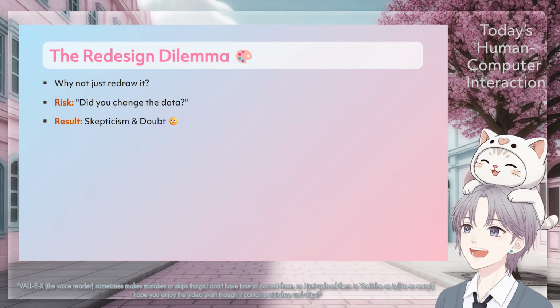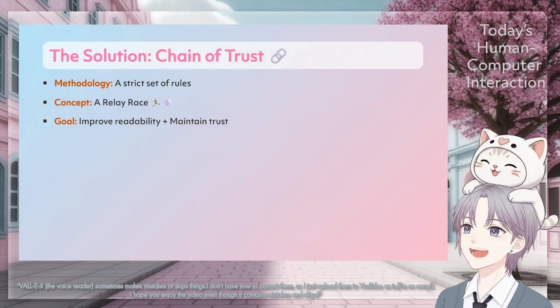Now, you might think, why not just hire an artist to redraw them and make them pretty? Well, that is where it gets tricky. If a newspaper or a designer changes the chart to make it look better, some people might say, hey, did you change the data too? Is this fake news? This creates skepticism or doubt. This paper proposes a really smart solution. They created a methodology, or a set of rules, to improve these figures while keeping a chain of trust.